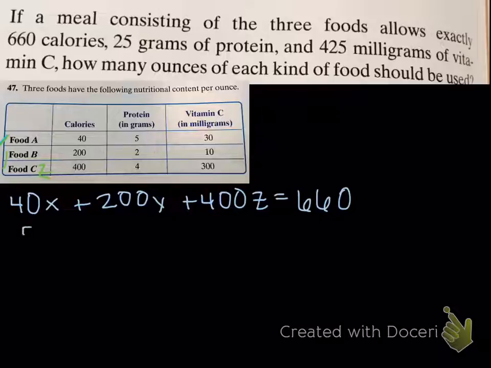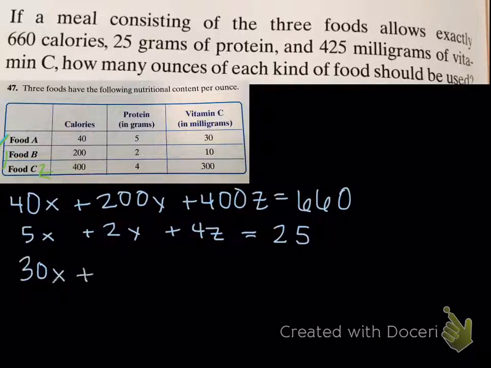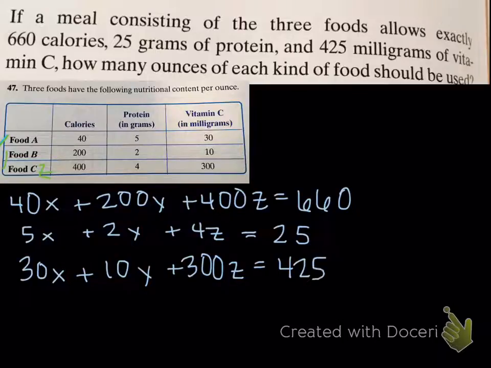Now our proteins, we have 5x plus 2y plus 4z equals 25. And lastly, we have 30x plus 10y plus 300z equals 425. So the next thing we need to do is take all these numbers and get this in a matrix.